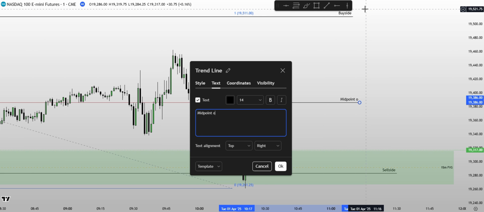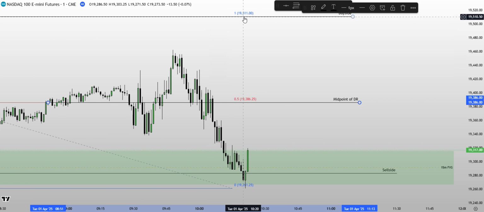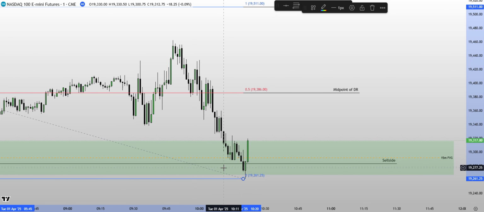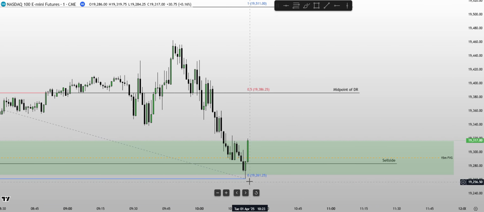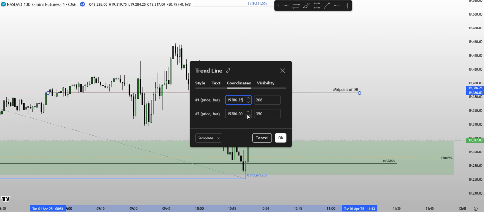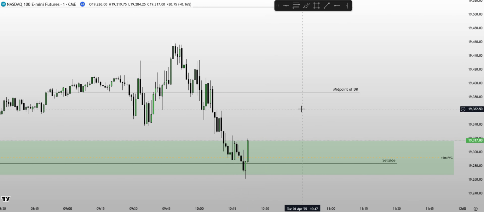And so that is a point where you can see some sort of resistance, where you can take partials. So there's the midpoint of that dealing range. If you put it right here, you'll see this is the midpoint right there at 386.25. We'll just move this up slightly for the coordinates. 386.25 right there. So now we have the midpoint of the dealing range clearly plotted.